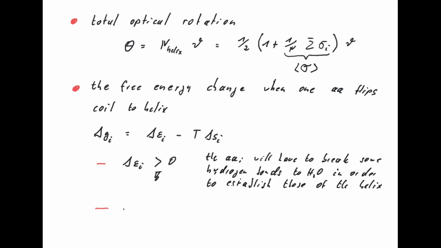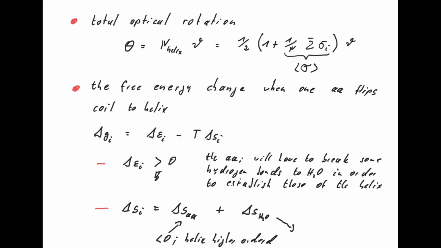Now the second part of the free energy is the entropic part, which is delta S i. That has two contributions. First, formation of a helix will decrease the entropy of that particular amino acid, so delta S AA is negative. Yet at the same time, there is a breakage of hydrogen bonds towards the environment, the water, leading to an increase of the entropy of the water, as we explained in the hydrophobic effect. So in total, delta S i is positive.